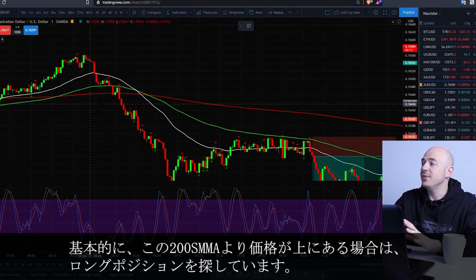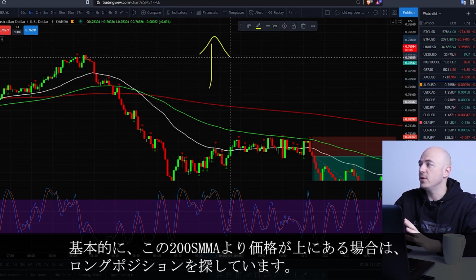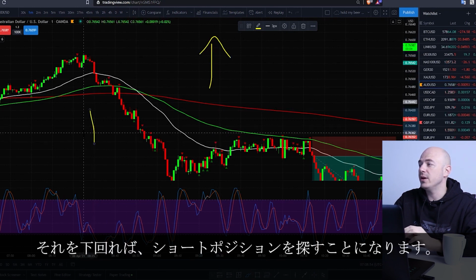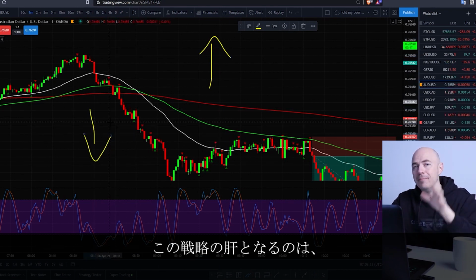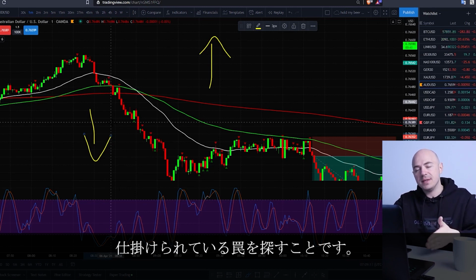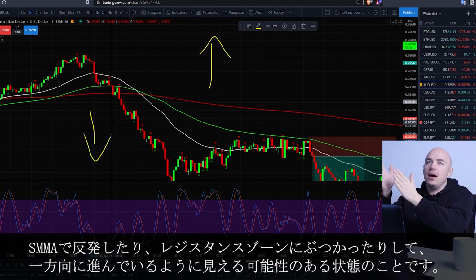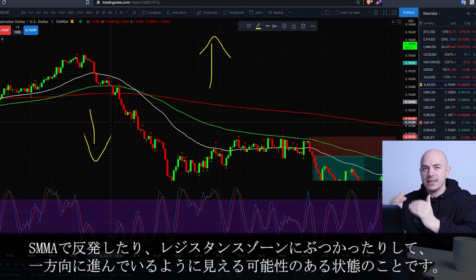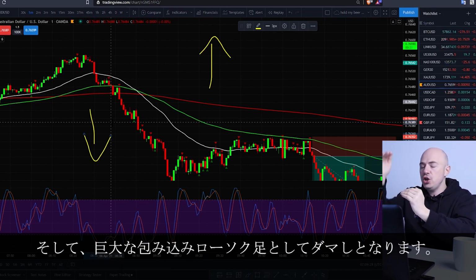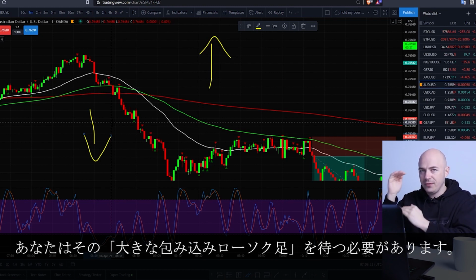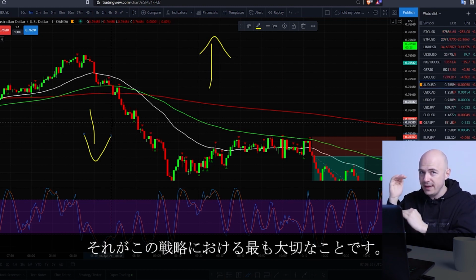So basically, if we are above this 200 moving average, we are looking for long positions. If we are below it, we are looking for short positions. The main thing about this strategy is that you are looking for the traps to be set. What I mean by trap is a potential bounce off of a moving average or hitting a resistance zone, making it look like it's going in one direction, and then a huge engulfing candle as the fake out. You have to wait for that big engulfing candle. That's number 1 in this strategy.